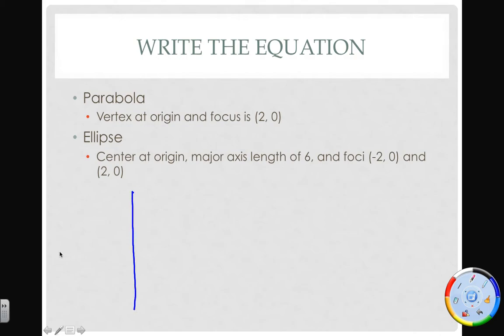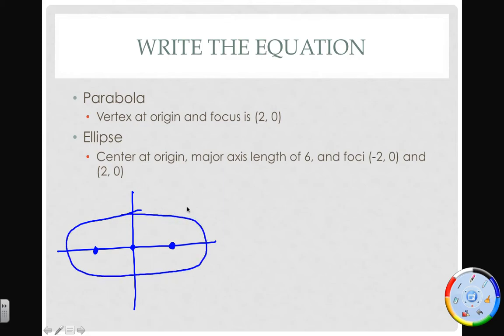I have this and this. I know I have a center at 0, 0. And I have a major axis length of 6, but that doesn't tell me which direction it lies. But the foci at negative 2, 0 and 2, 0 tell me that it has to lie like this. It has to be a short, fat ellipse. Not parabola, ellipse.